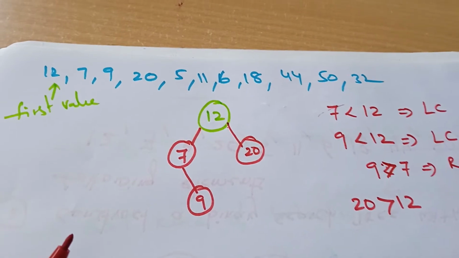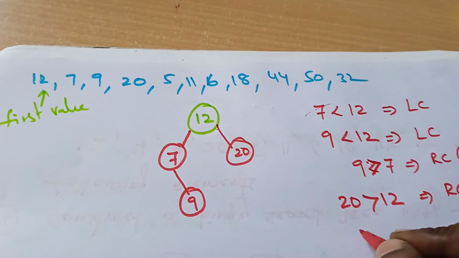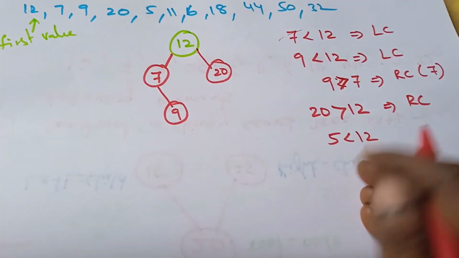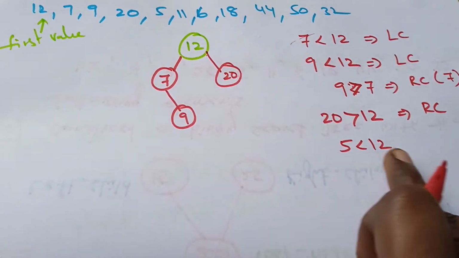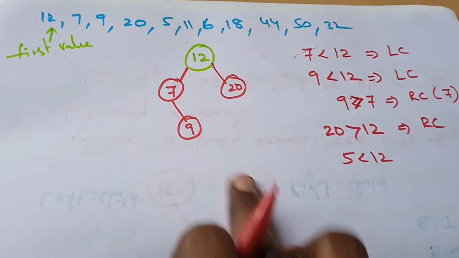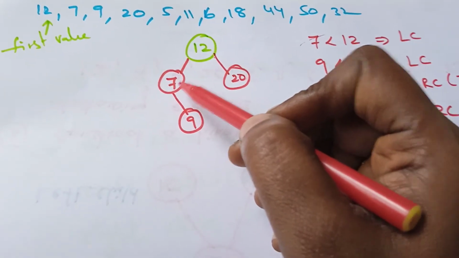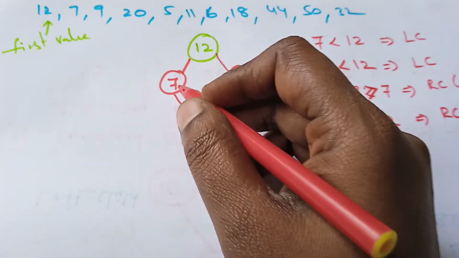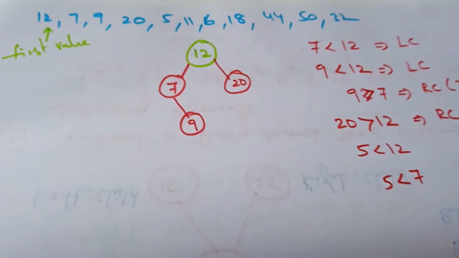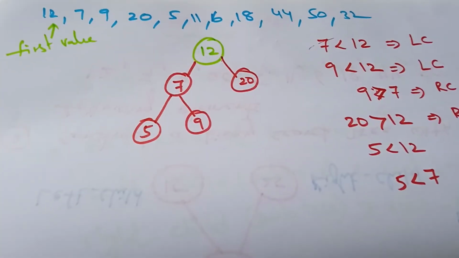And the next element is 5. Now again check with 5. Now 5 is what? Lesser than 12. 5 is a lesser value than 12. So as it is a lesser value, we have to find a place in the left subtree. Now the left subtree is having 7. Now again 5 has to be checked with 7. So now 5 is lesser than 7. So when it is lesser, you have to put it at the left hand side.